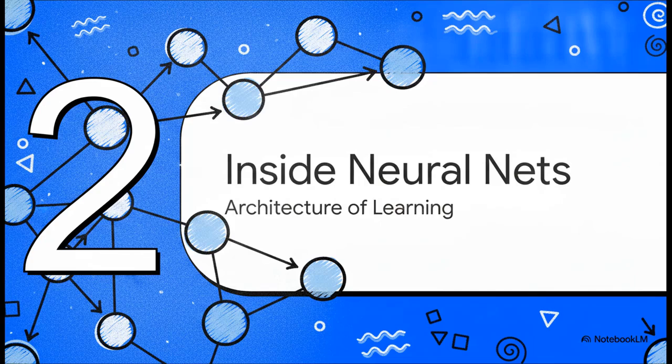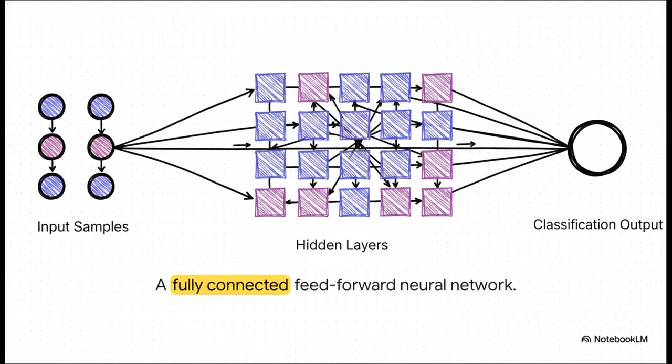Moving on to part 2, let's look inside the neural network at the actual architecture of learning. Picture the flow of information for a second. You've got input samples pouring in on one side, filtering through a series of interconnected hidden layers in the middle, and finally popping out as a classification on the other side. In a fully connected network, every single one of those connections between the layers represents a specific weight that the computer needs to learn and optimize. The sheer number of these hidden layers is exactly what makes deep learning so incredibly powerful.